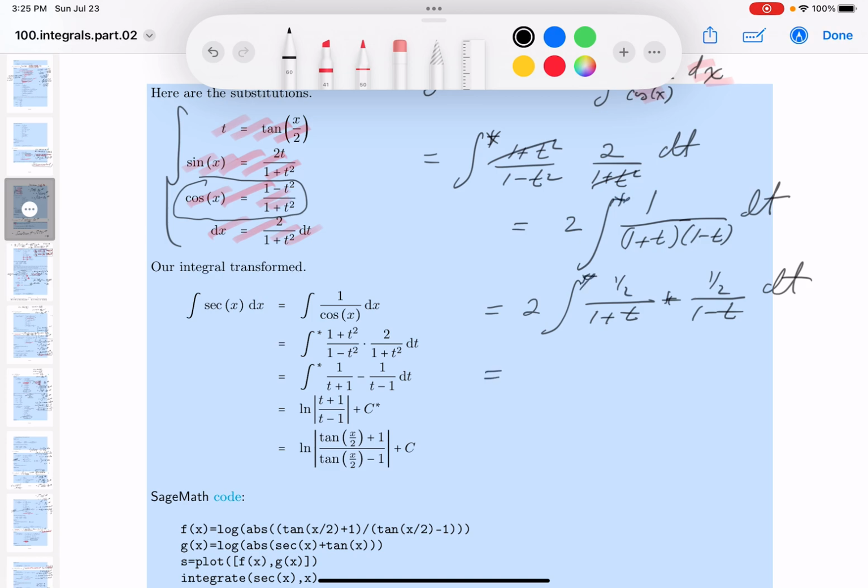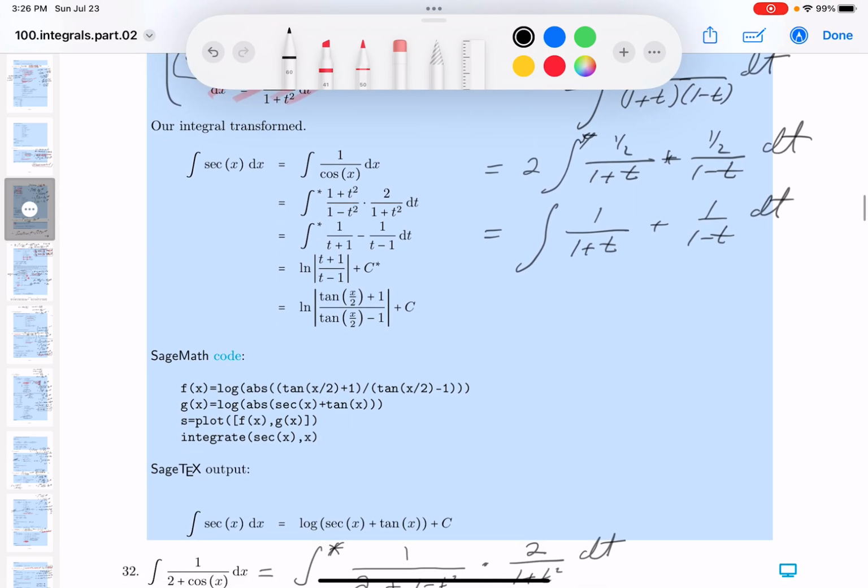I'm going to simplify this, and let's write this down. So I'm going to write it as 1/2 times 1 over 1 plus t plus 1 over 1 minus t dt. I want to rewrite this to make it a little bit more familiar for me. And again, it may not be familiar to you, but I'm going to say t plus 1 minus 1 over t minus 1. I can integrate this.